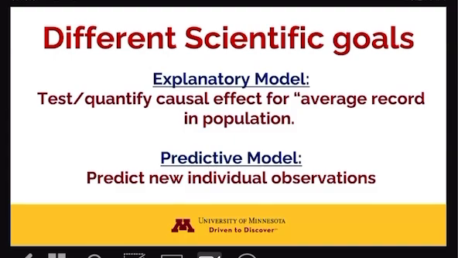Now, if your goal is to explain, explaining the world is different from predicting the world. I'm going to say that again. Explaining the world is different from predicting the world. If my intention is to explain, I'm going to use an explanatory model. An explanatory model will test or quantify causal effects for the average record. And that's why whenever we're dealing with explanation in statistics, we normally focus on averages. Average this, average that. Does that make sense?